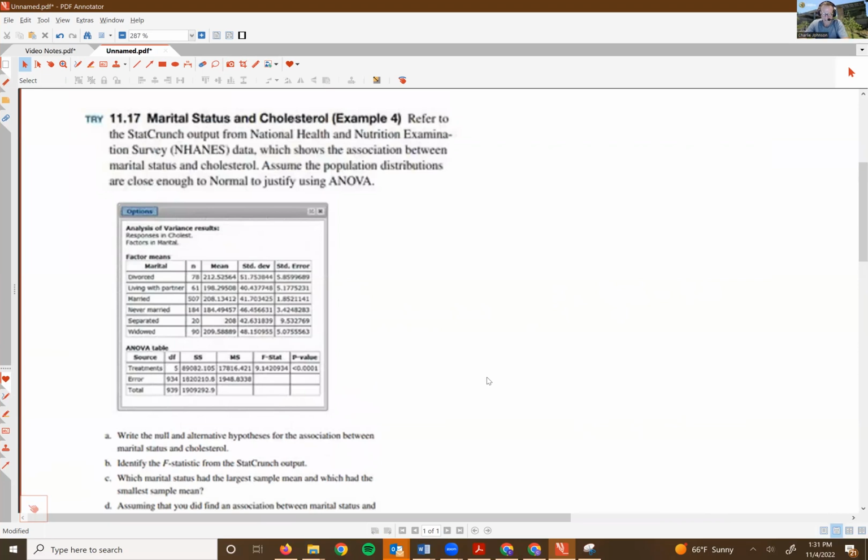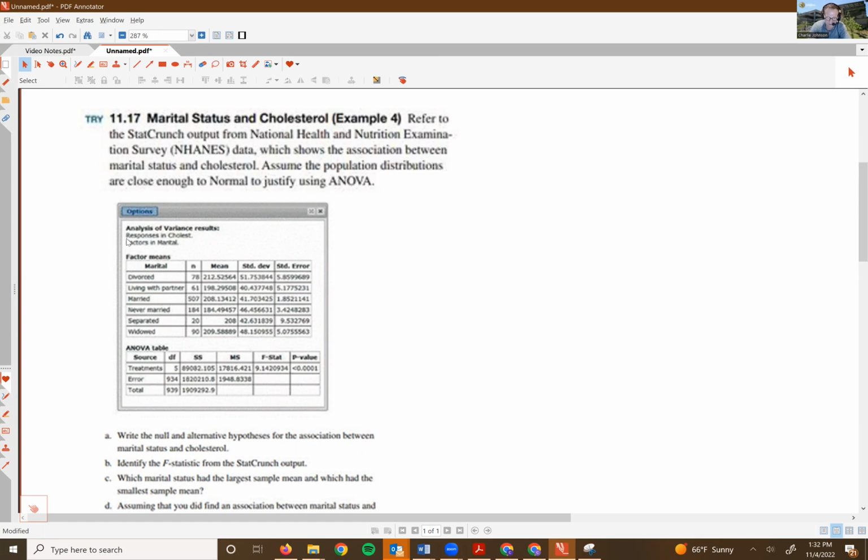Okay, so we're talking about marital status and cholesterol. Refer to the StatCrunch output from National Health and Nutrition Examination Survey data, which shows the association between marital status and cholesterol. Assume the population distributions are close enough to normal to justify using ANOVA. Part A says write the null and alternative hypotheses for the association between marital status and cholesterol.